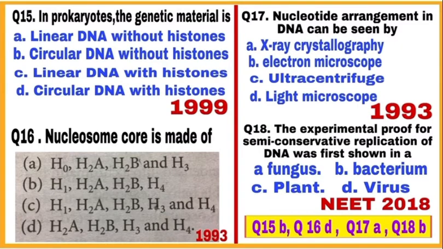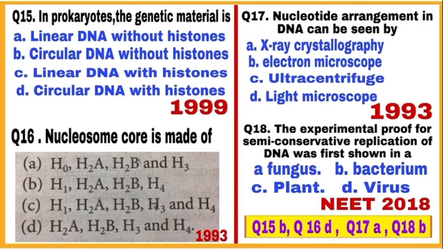Question 17. Nucleotide arrangement in DNA can be seen by X-ray crystallography. Correct answer is A. X-ray crystallography technique is used to see nucleotide arrangement in DNA. So, mark A as a correct answer.